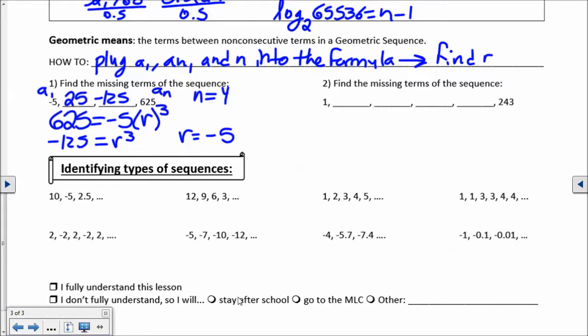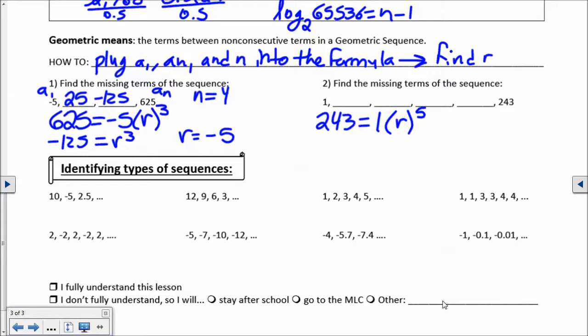So, what's a sub 1 in this example? 1. What's a sub n? 243. And what's n? 6. Okay, so let's plug everything in. 243 equals 1 times r raised to the 5, because n minus 1 would be 5. You can write the 1 or not, since it's just a coefficient of 1. So it's really just 243 equals r to the 5th power.